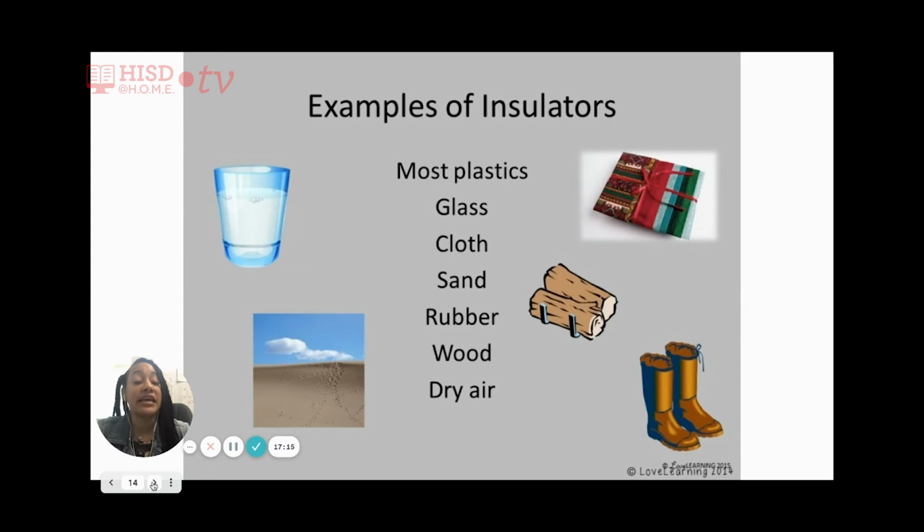Now, examples of insulators include most plastics, glass, cloth, sand, rubber, wood, and dry air. All of those are insulators. So what we want to take from this diagram, and I'll give you a few seconds to fill in your notes, is we want to know that a conductor is able to conduct electricity. And the reason why is because its electrons are able to freely move from one atom to the next. Examples of conductors would be silver and copper.